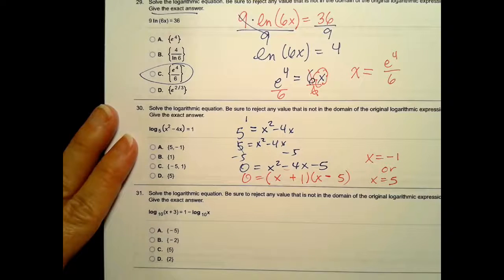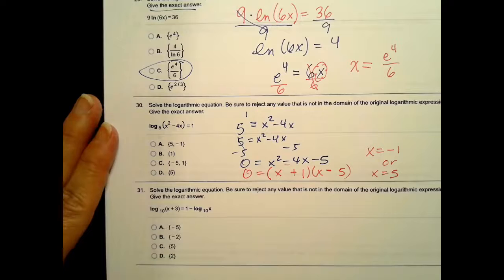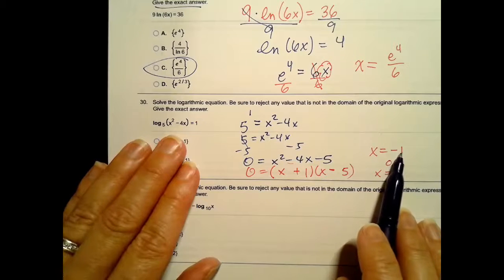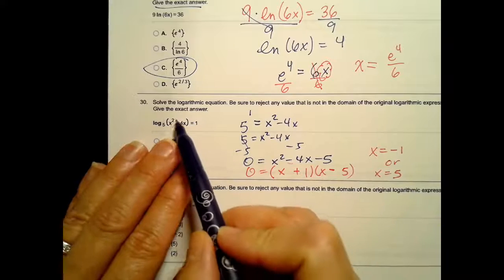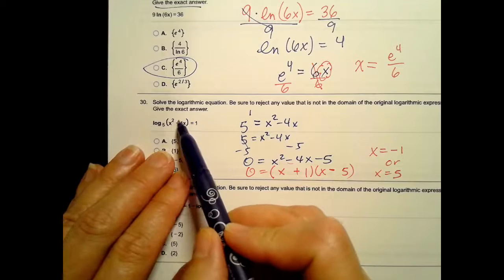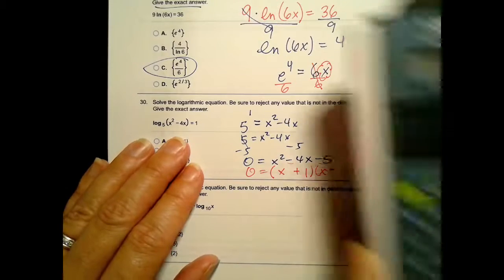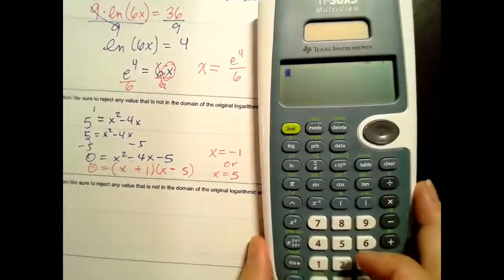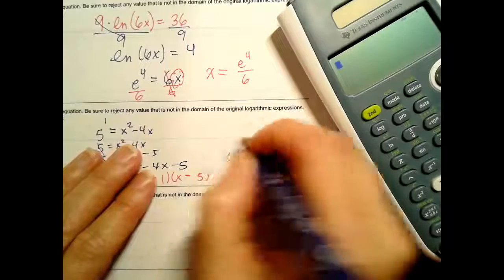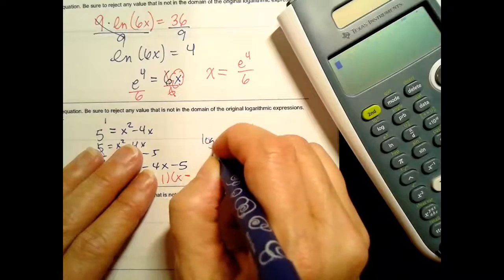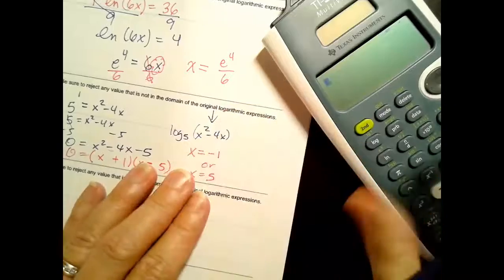Now, we have to be careful because we can't take the log of a negative number. So what we have to do is a quick check to see whether this x will make this negative, because if it does, I can't take the log of a negative number. I can just use my calculator for that. I've got this x squared minus 4x, which was in parentheses, and I was trying to take the log base 5 of that, so this piece can't be negative.